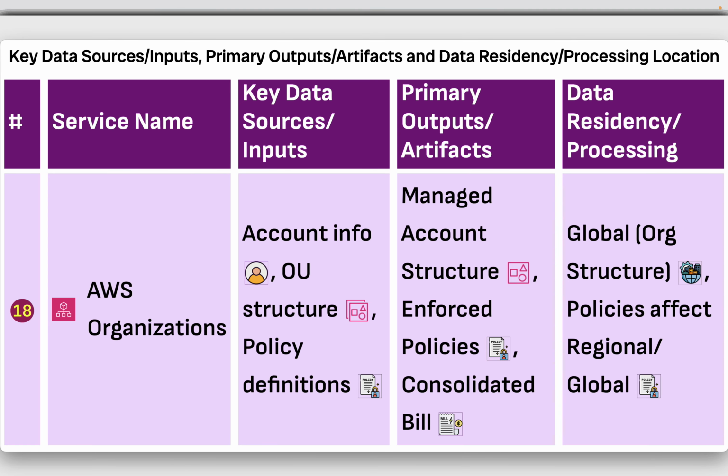Next, we have AWS Organizations. Data sources are account information, organizational unit structure, and policy definitions. Outputs are managed account structure, enforced policies, and consolidated bill. Residency is global for the organization structure, and policies affect both regional as well as global.